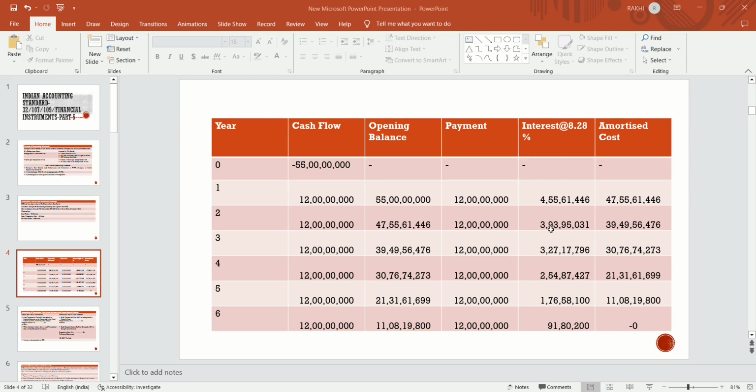So in this way we will calculate the interest and amortized cost every year, and at the end of year 6 it becomes 0 because all the installments are paid. So in this way the amortization table is to be prepared for the loan. This is the amortization table for the loan. In this way the table is to be prepared.